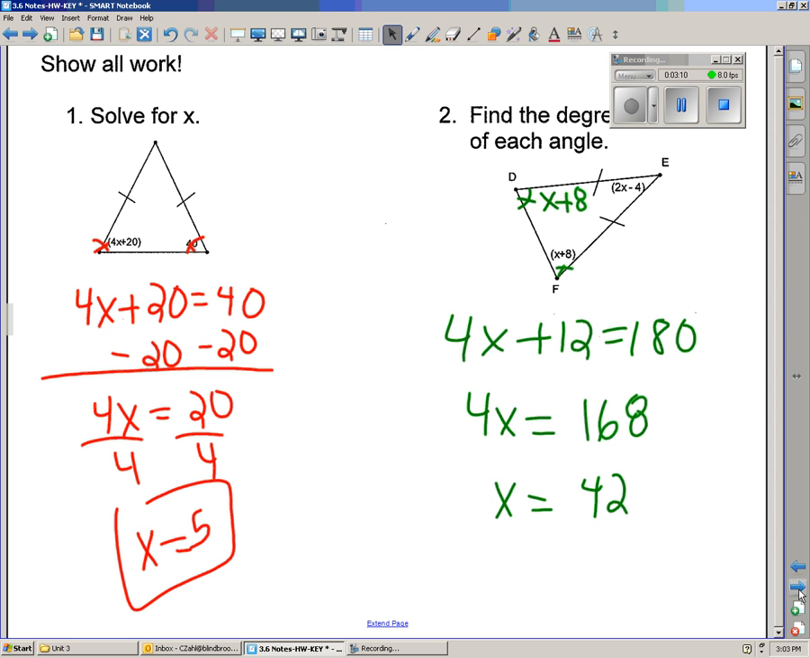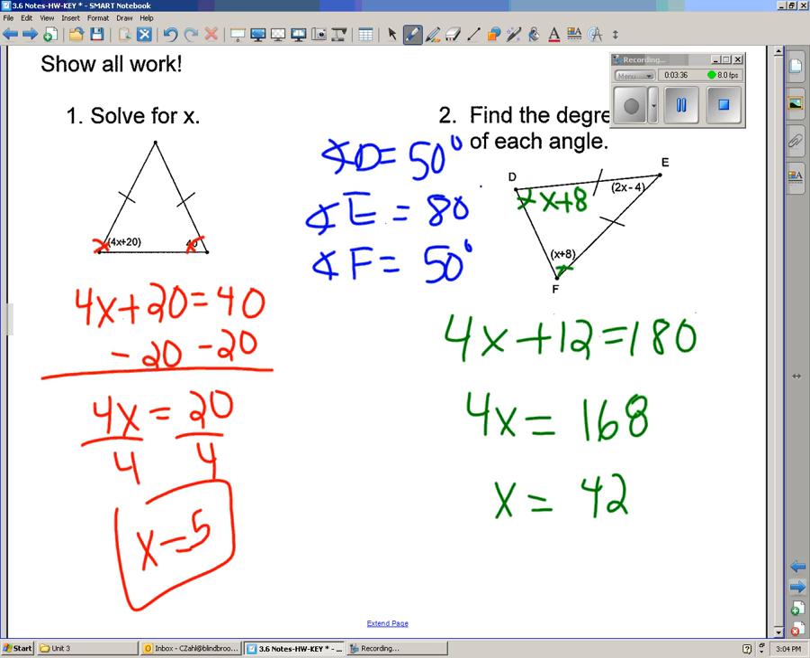Well, this asked you to find the measure of each angle, not just find x. So angle D is going to be 42 plus 8, which is 50 degrees. Angle E, let me go to angle F for a second. Angle F is also 42 plus 8, which is 50. Angle E, which is the vertex angle, is twice 42 minus 4, and that ends up giving you 80 degrees. So with algebra, we can get all the way around the angles of the triangle.